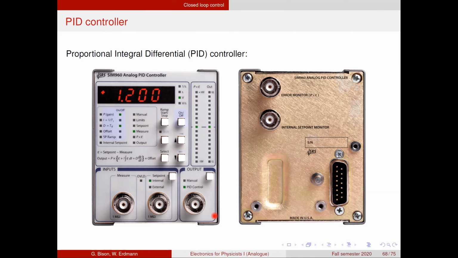And then, of course, you have an output with which you can control some parameter in your system. And then on the back side, you also have an output for the error signal. This is important to monitor the performance of your regulator, and you get another copy of the internal set point if you want to record that, for example. And then this has a digital interface to control this remotely.